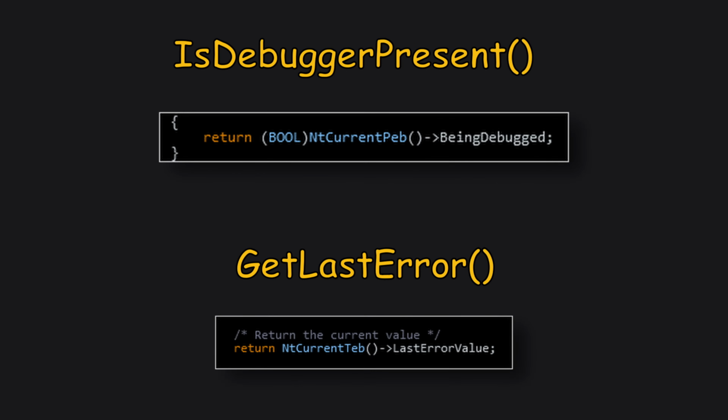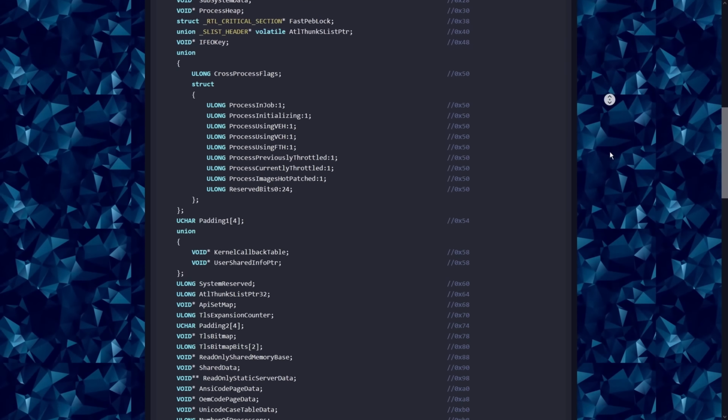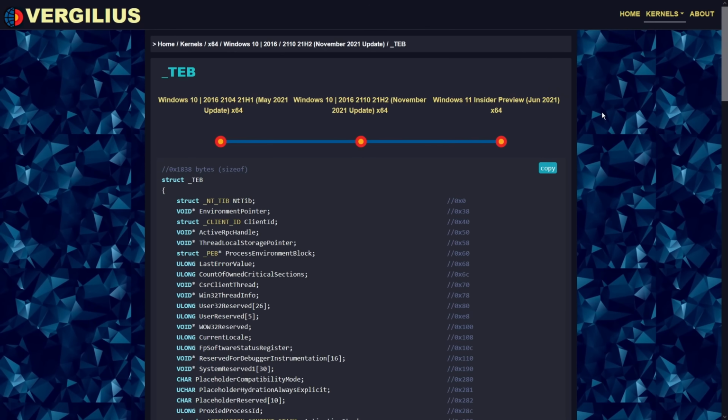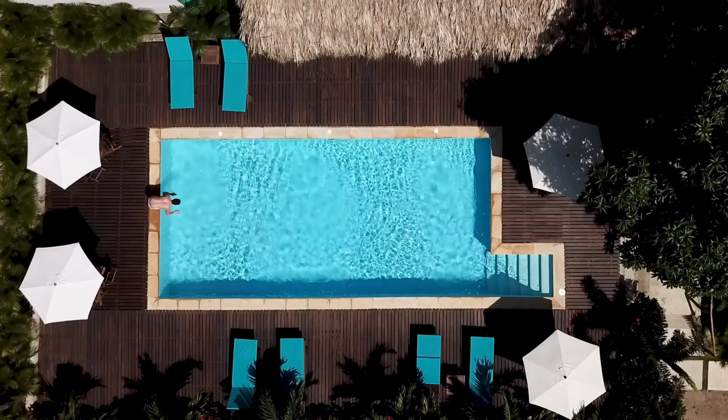You can see how some of these Windows API functions just end up reading from these very primitive structures, and not primitive in the sense of complexity or the lack thereof. Trust me, these structures can get very, very complex, but in terms of how early on they're present, maybe primal was a better word. Well, this is great, but let's dive deeper.